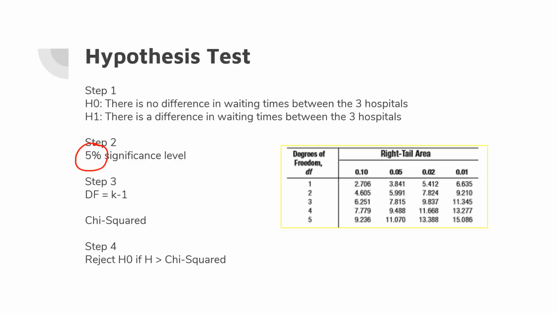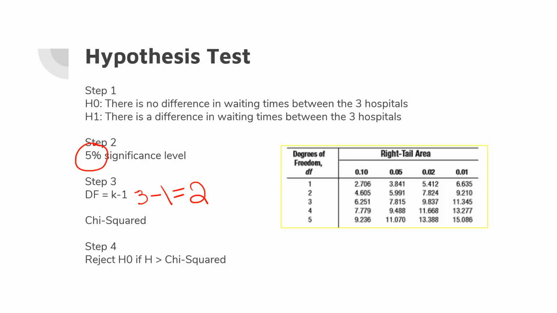So for step 3, we have to come up with our test statistic. First we have to decide the degrees of freedom. Well, there are 3 columns, and degrees of freedom is going to be equal to k minus 1. K is the number of columns, and then minus 1. So 3 columns minus 1 equals 2.